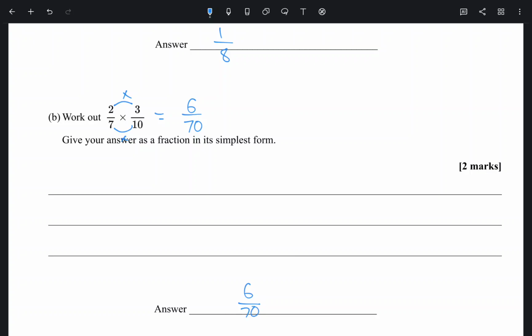Now, in its simplest form you can simplify even further, because 6 and 70 are both even numbers. If I half it, half of 6 is 3, half of 70 is 35. Can it be simplified even further? No, and that is your answer, so it's in its simplest form.